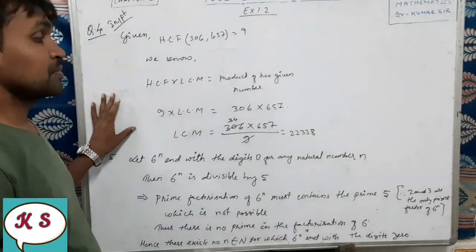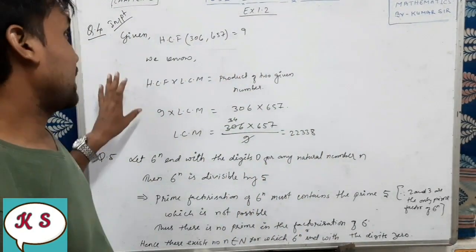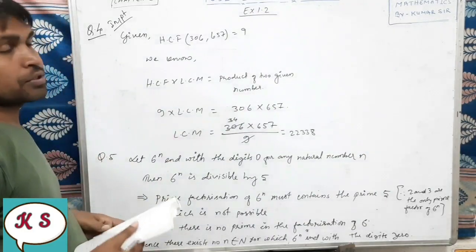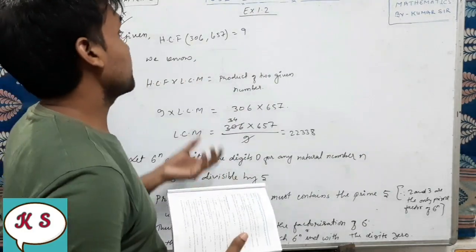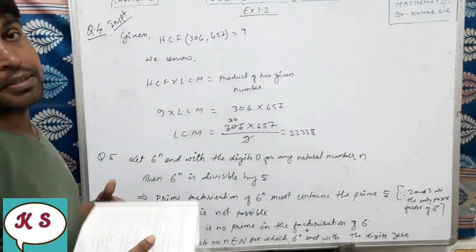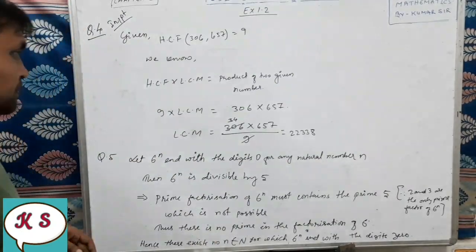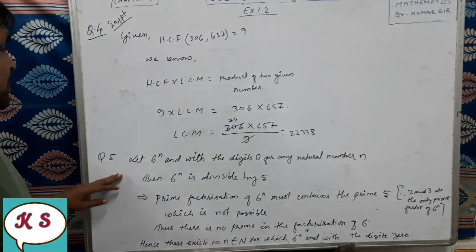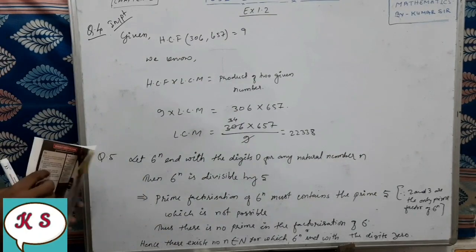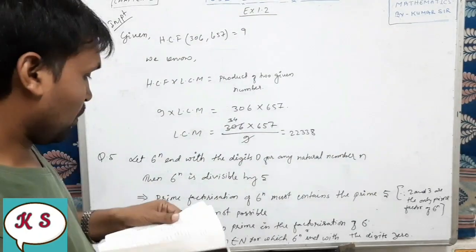This question generally comes in the board exam for 2 marks. Don't think that exactly the same questions will come. The numbers may be changed, but the formulas and the method remain the same. Now question number 5, what they are telling. Question number 5, all of you need to listen to it properly.